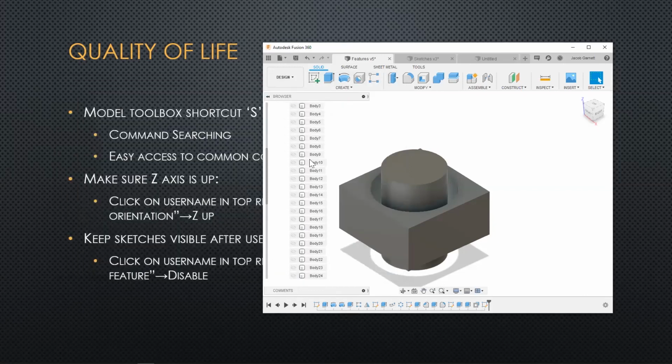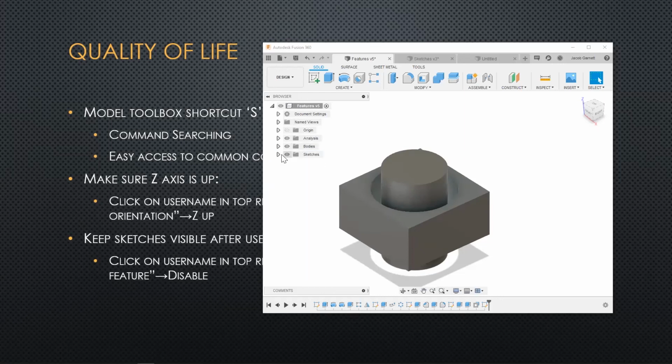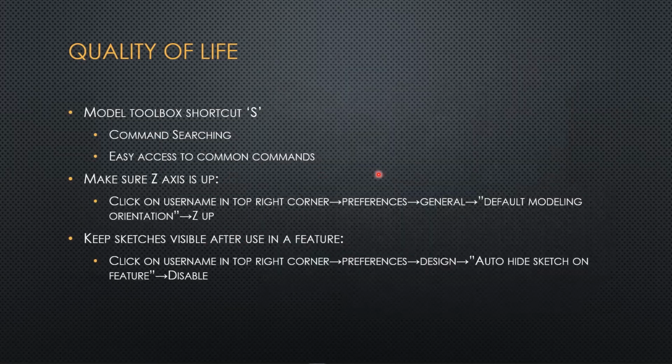Going into visualization stuff, if you want to hide or show something, it's super easy. You just need to hit the little eye next to it. So like for sketches, that's just that. So that's quality of life stuff for Fusion 360.